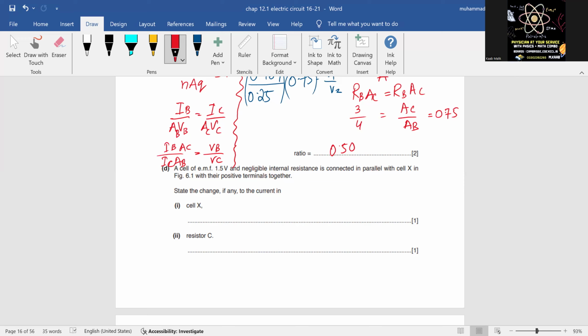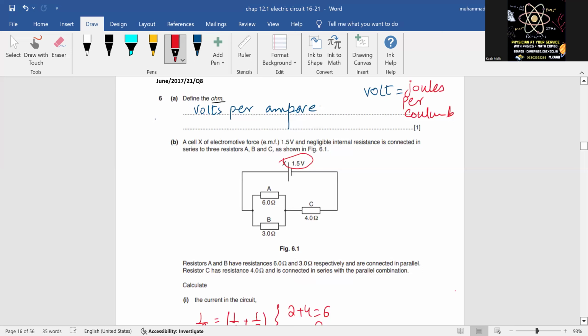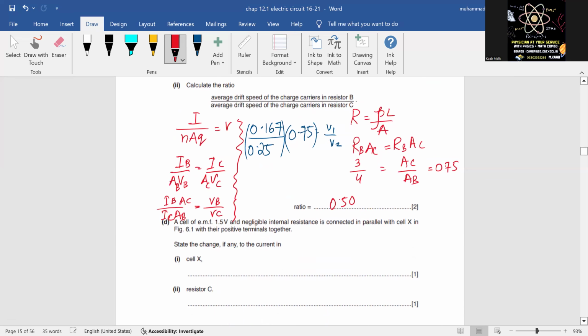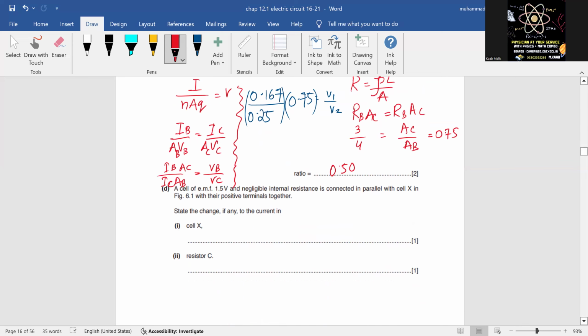In parallel. So they're saying you are actually adding a 1.5 volt cell like this, yes? A cell of EMF is connected in parallel with the cell X. Oh, okay, fine. State the change, if any, in the current in cell X, and the resistance C. Yes. What would you say?